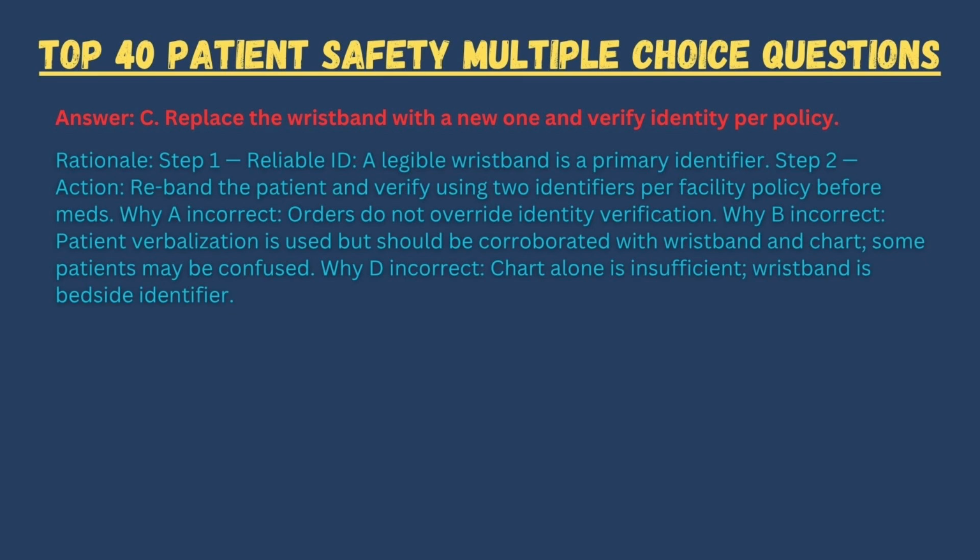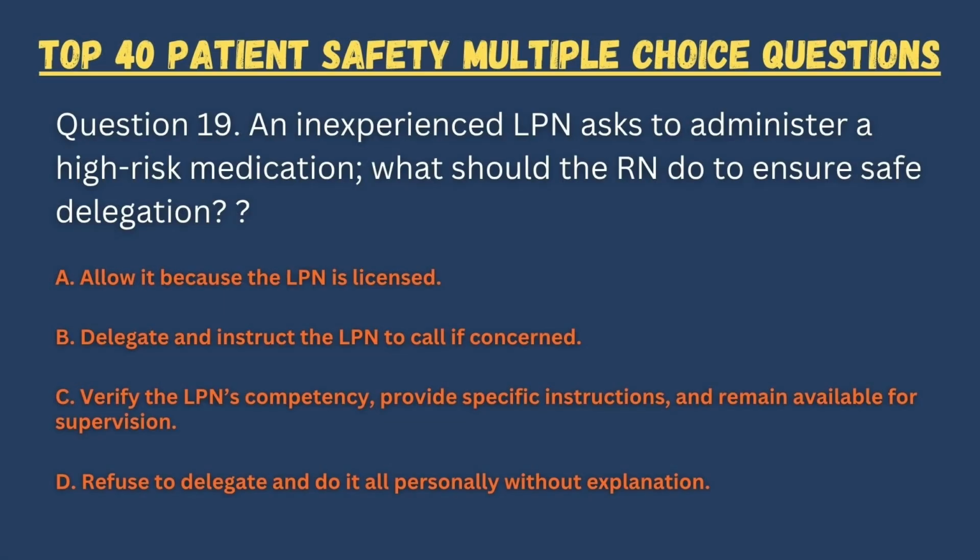Rationale. Step 1. Reliable ID. A legible wristband is a primary identifier. Step 2. Action. Reband the patient and verify using 2 identifiers per facility policy before meds. Why A. Incorrect. Orders do not override identity verification. Why B. Incorrect. Patient verbalization is used, but should be corroborated with wristband and chart. Some patients may be confused. Why D. Incorrect. Chart alone is insufficient. Wristband is bedside identifier.